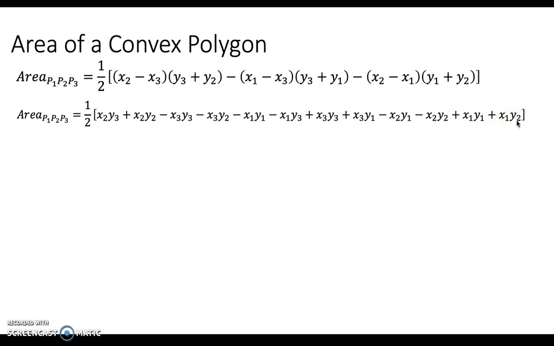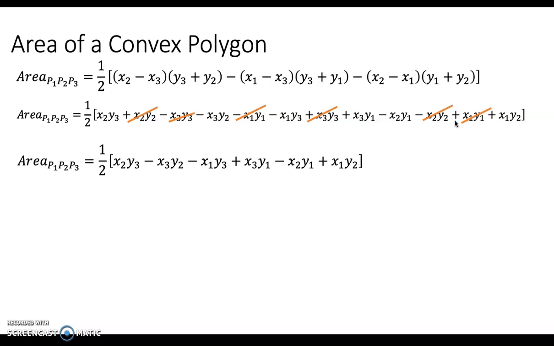Now, looking at this one, we can cancel some terms. What are those terms that we could cancel? We could cancel negative x sub 3 y sub 3 and positive x sub 3 y sub 3. We can cancel negative x sub 1 y sub 1 and positive x sub 1 y sub 1. And we could cancel x sub 2 y sub 2 and negative x sub 2 y sub 2. There. Then we will have this.